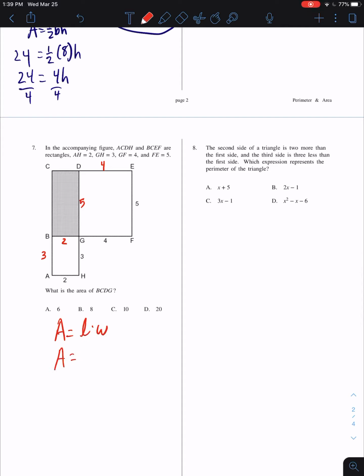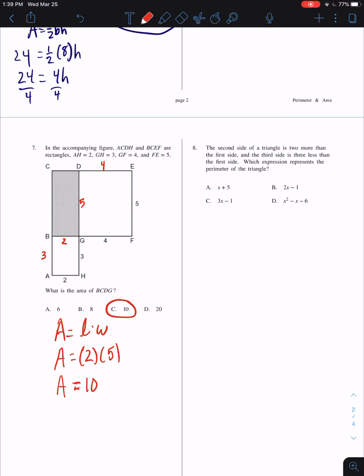But now that we've used the fact that ACDH and BCEF are rectangles, all we have to do here is plug in the 2 and the 5. And so our area is going to be 10. Choice C, and we're on to the next one.